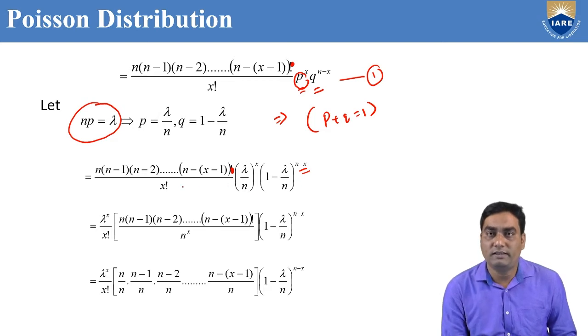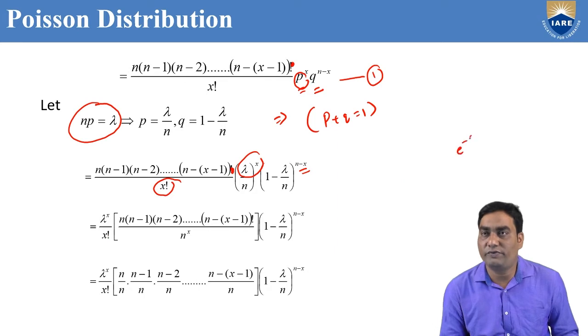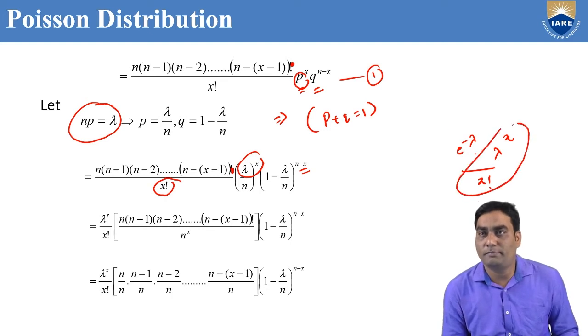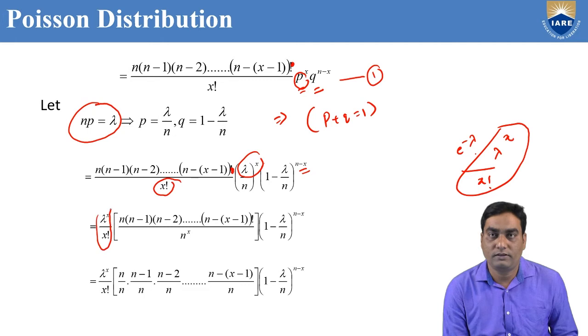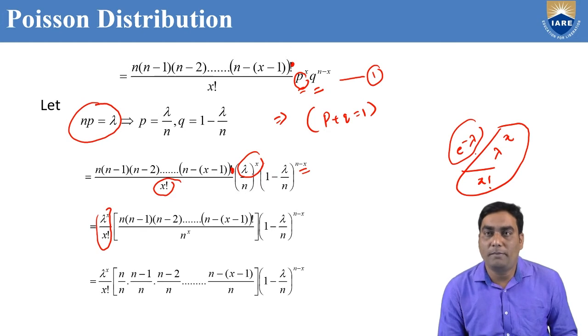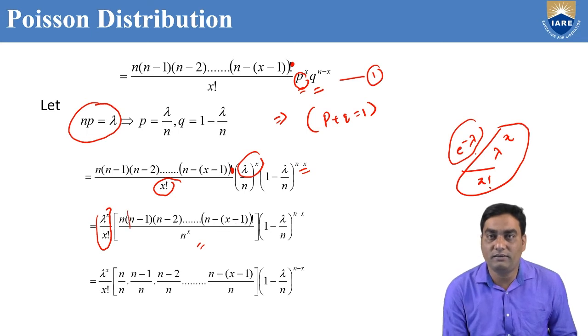From this, lambda^x we can take outside, giving lambda^x by x factorial. Actually, what we require is e^(-lambda) lambda^x by x factorial, so lambda^x by x factorial we already got. The remaining part, you simplify for the value of e^(-lambda). We have taken 1 by lambda^x outside; n^x I have written here, and (1 minus lambda by n) whole power n-x. If you observe the numerator, we have 1, 2, 3 up to x-1. How many terms are there?